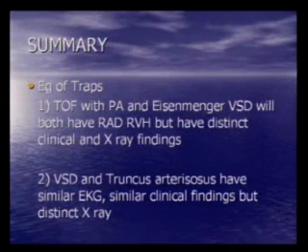VSD and truncus arteriosus have similar ECGs, yet absolutely different diagnoses. One is a simple straightforward VSD, the other is a complex anatomy like truncus arteriosus. How will you differentiate them? Not by ECG, but by clinical examination. One will be cyanosed, the other will not be cyanosed. By X-ray examination, which will be typical for both, and that is how you differentiate, but not at the ECG level.